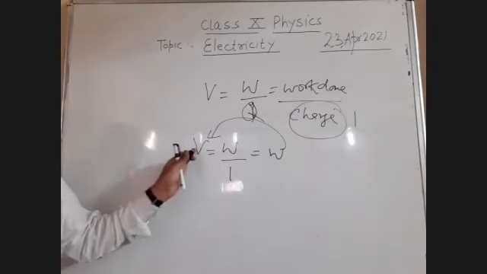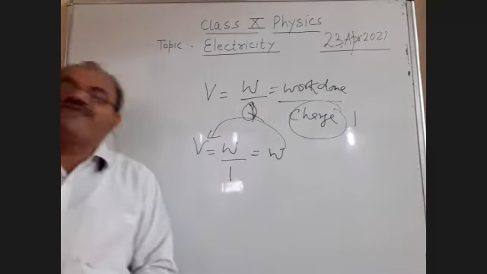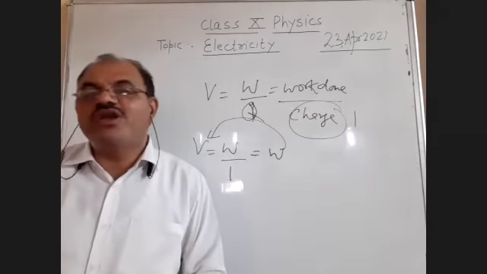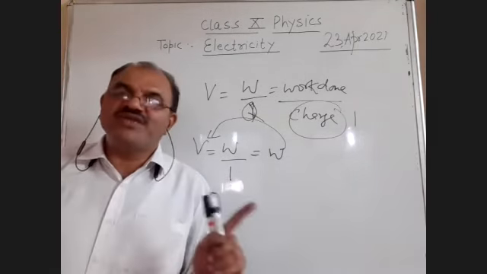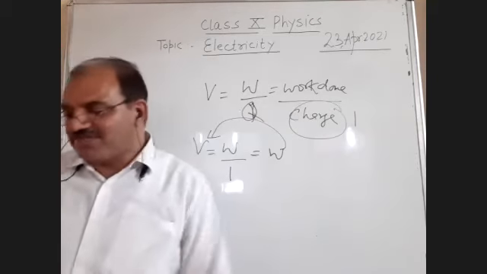So the definition is: it is the amount of work done in bringing a unit positive charge from one point to another point. That's called potential difference. That's the potential, and the difference between the two points is called the potential difference.